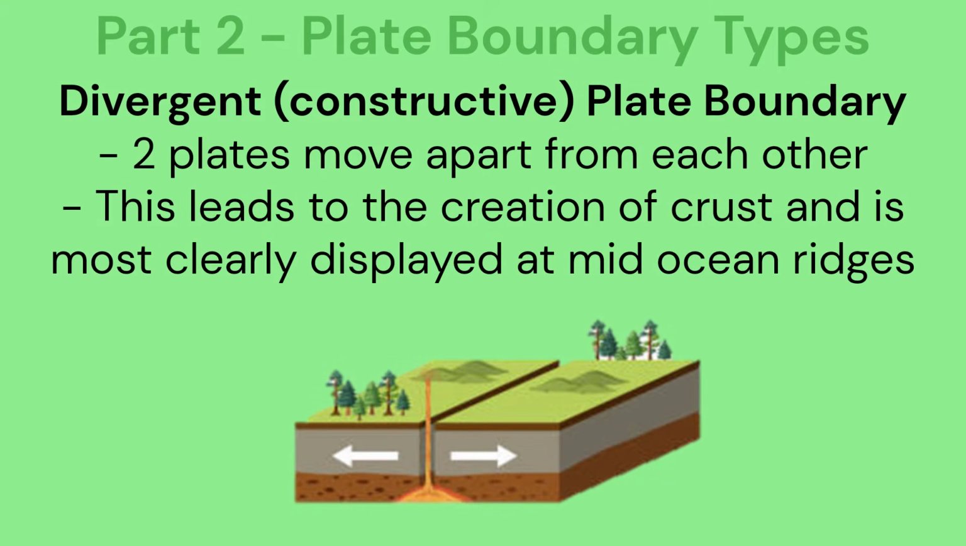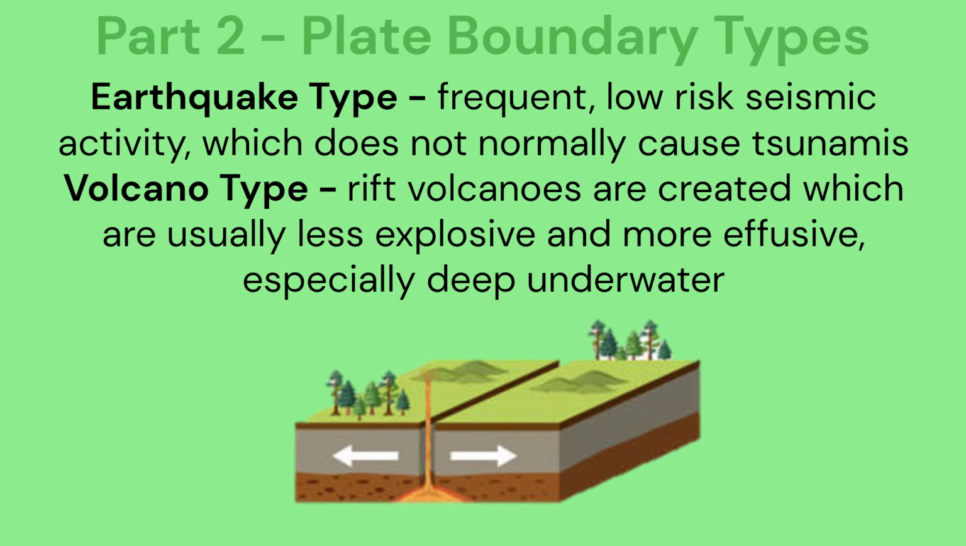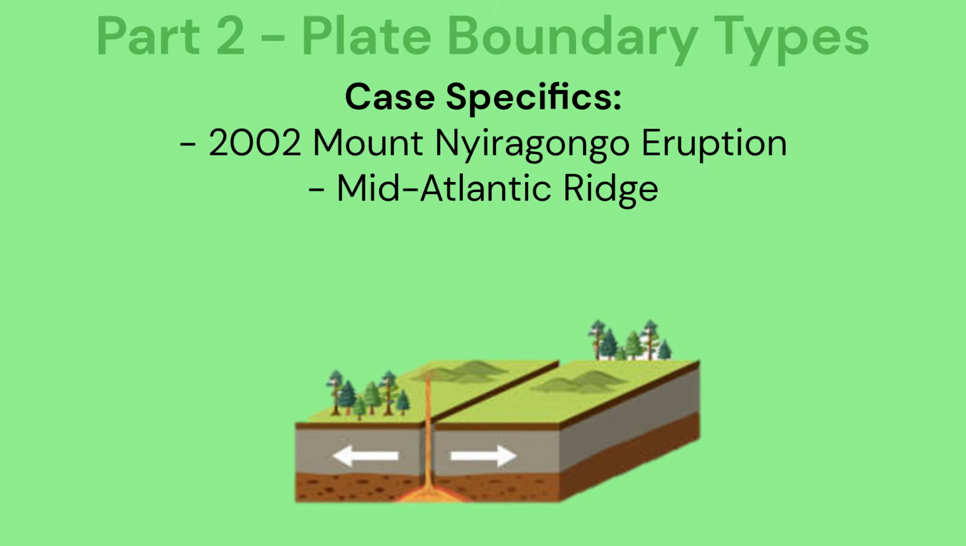Divergent or constructive plate boundary. Here two plates move apart from each other. This leads to the creation of crust and is most clearly displayed at mid-ocean ridges. The earthquakes created are frequent, low-risk seismic activity, which do not normally cause tsunamis. Rift volcanoes are created which are usually less explosive and more effusive, especially deep underwater. Case specifics to note are the 2002 Mount Nyiragongo eruption and the Mid-Atlantic Ridge.